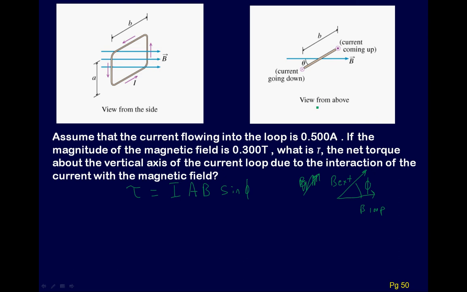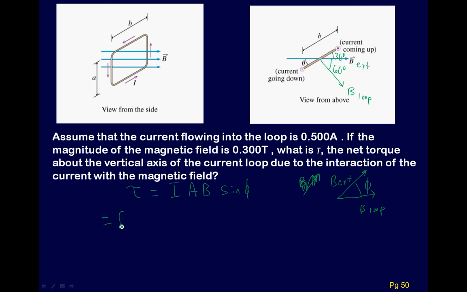So in our problem, if we go over to here, what they're saying is that this angle here is 30 degrees. So if I draw my B field from my loop, and again I'll differentiate B field of the loop and B field external, the angle between the B fields is actually 60 degrees. And that's where this gets a little bit trickier.